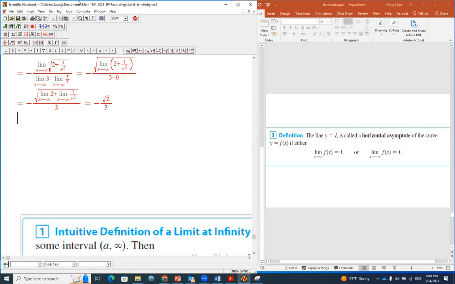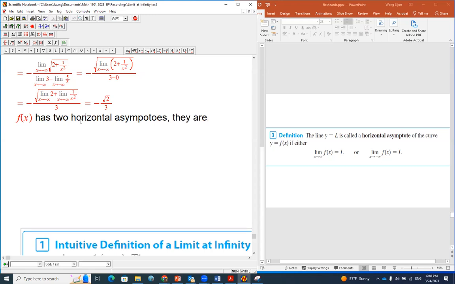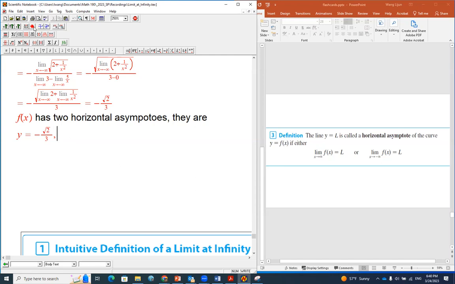Okay, and these two horizontal asymptotes, you can write it down: f has two horizontal asymptotes, plural, and they are y equals negative root 2 over 3, and the other one would be y equals positive root 2 over 3.